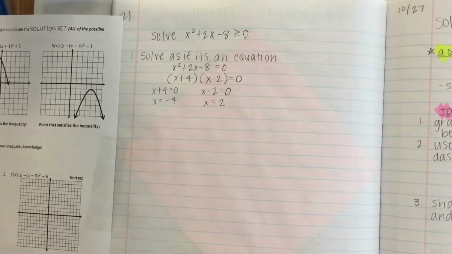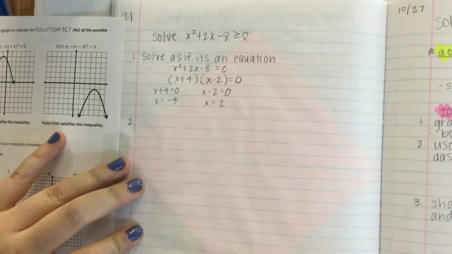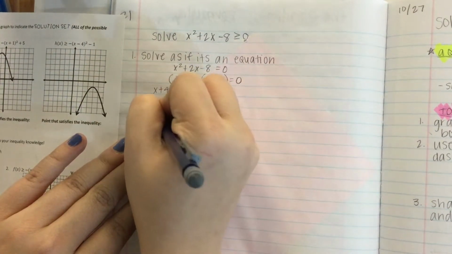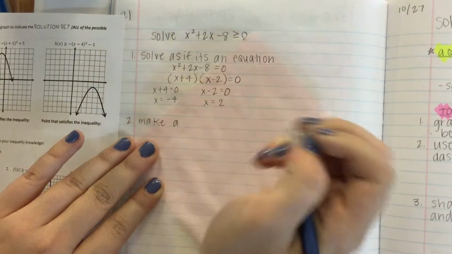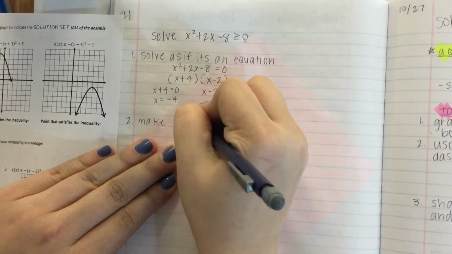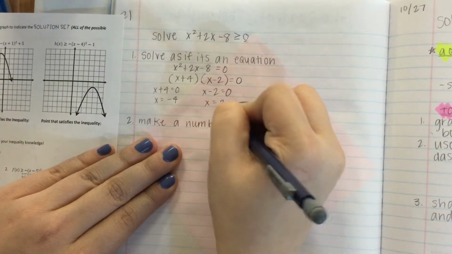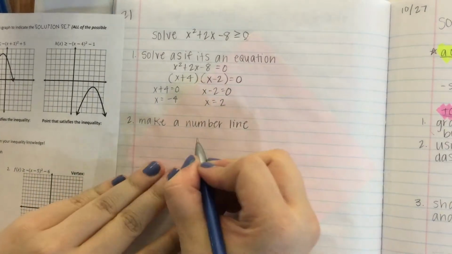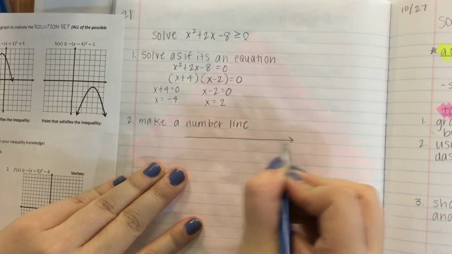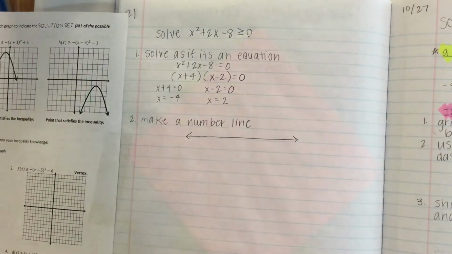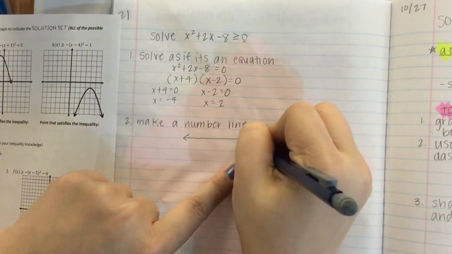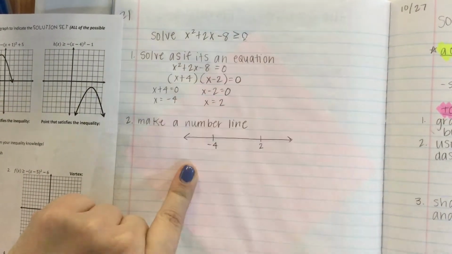Okay. What we're going to do now, step number 2, we're going to make a number line. Trust me, I know. Make a number line. And we're going to put our 2 solutions that we came up with on that number line. So we're going to have 2 and -4.